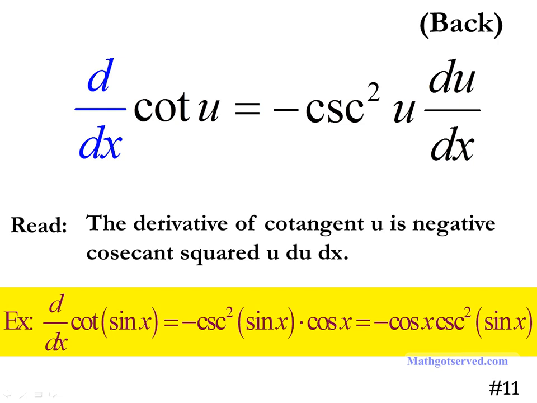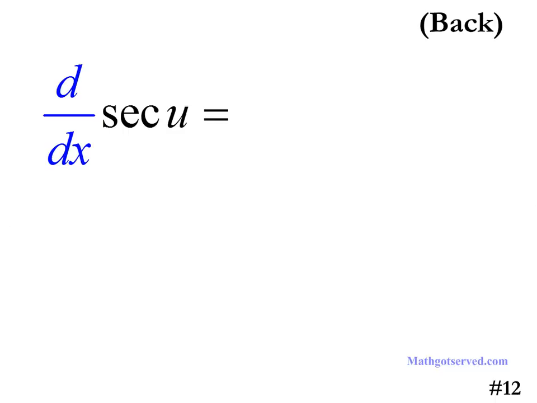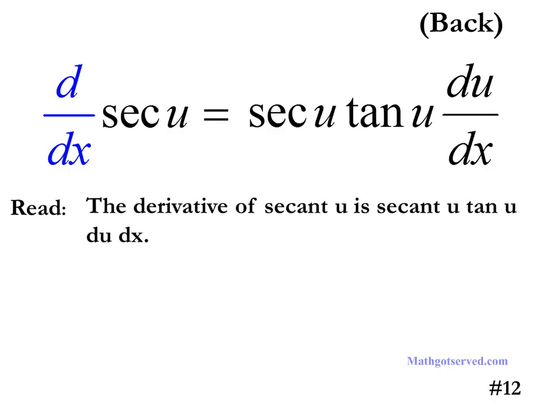All right, moving right along. The derivative of secant u, d/dx of secant u, is secant u tan u du/dx. That's applying the chain rule here again. So the derivative of secant u is secant u tan u du/dx.